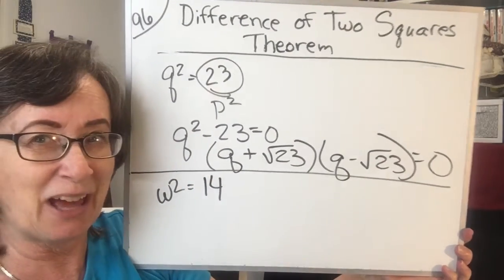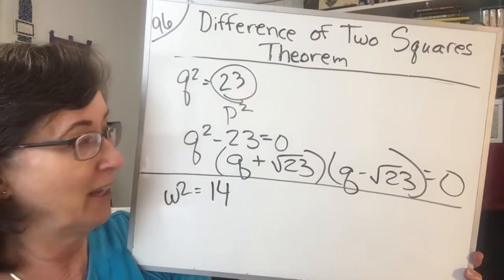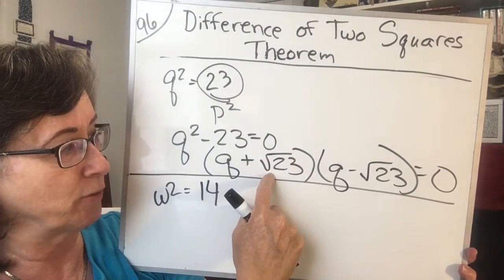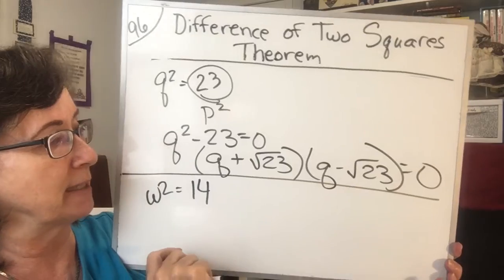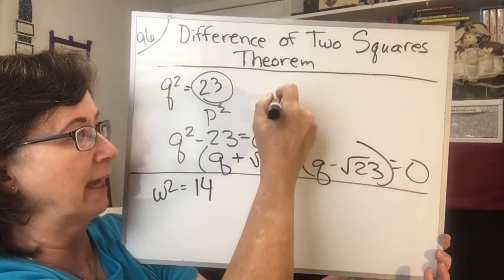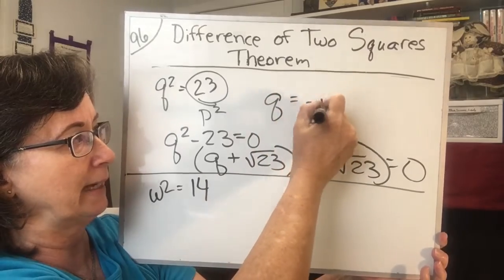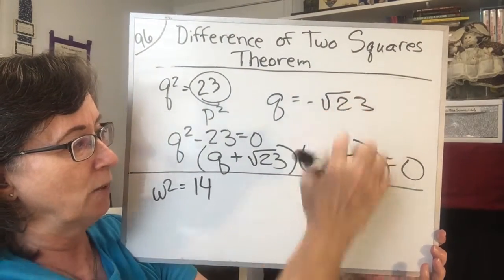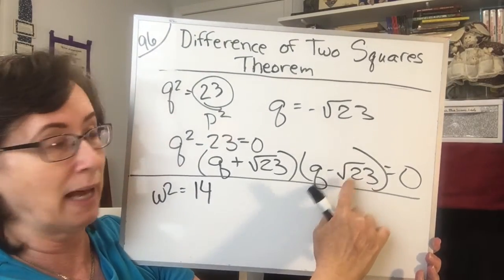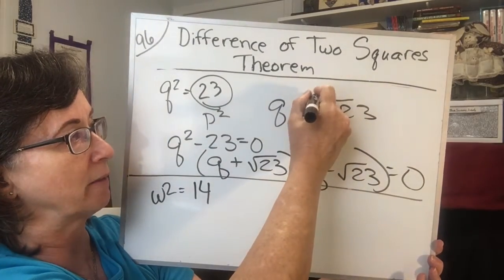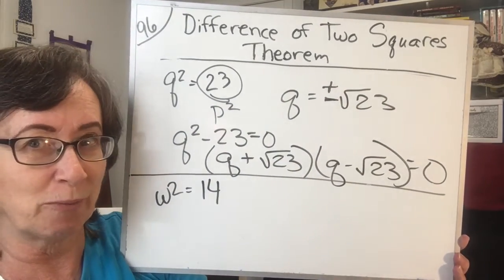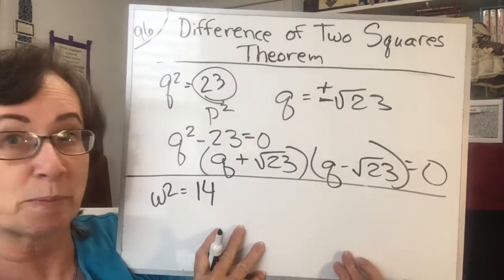So even if it's not a perfect square, we know that this one square rooted is square root of 23, and then we use the plus and the minus. We set this one equal to 0, and we get q is negative square root of 23. We set this one equal to 0, and we get q is positive square root of 23. So we have the two answers, and that's using your square root difference of two squares property.